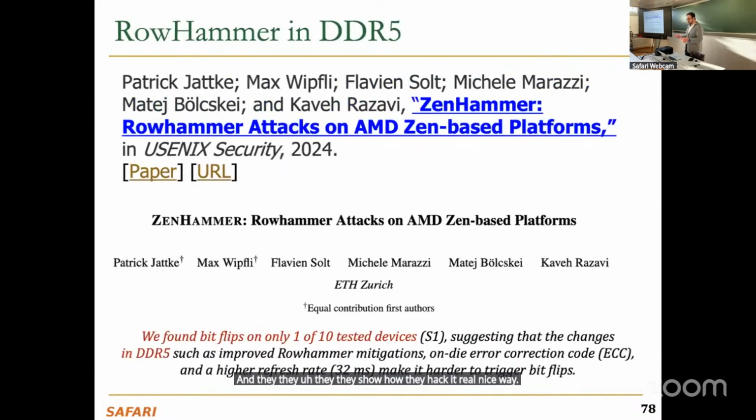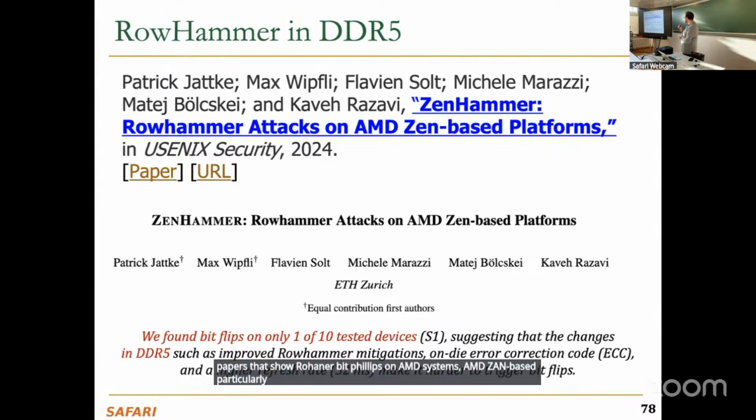There's another paper, from ETH Zurich. It was published in one of the top security conferences, USENIX Security in 2024, from Kaveh Razavi's group, and it's called ZenHammer. It's one of the few papers that show RowHammer bit flips on AMD systems, AMD Zen-based particularly.